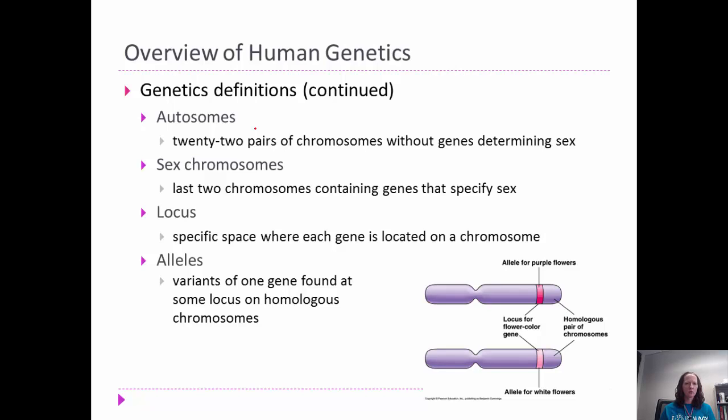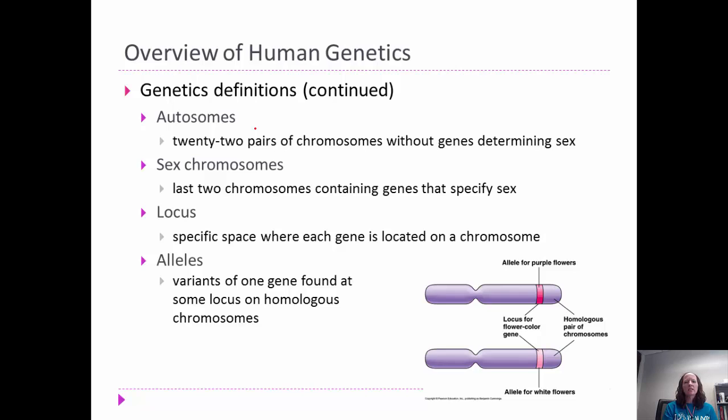Those are going to be those 22 pairs of chromosomes that are going to give those somatic characteristics, again, like hair color and eye color and blood type and all of those different things. So let's introduce a couple of new terms that you might not be familiar with. You might be. I don't know which classes you've taken.